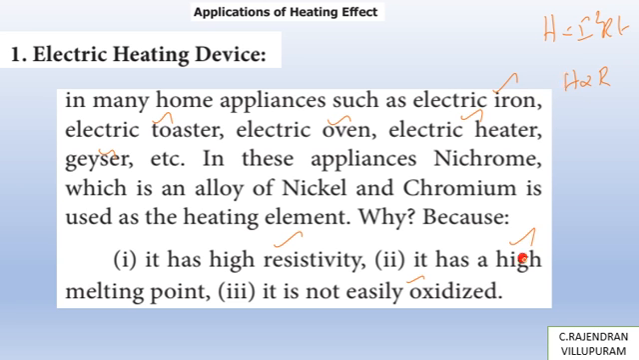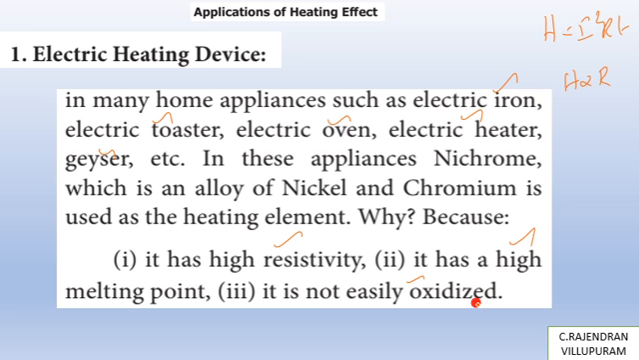Why does it have a high melting point? Since R is directly proportional, if it is to produce a large amount of heat, the element should withstand the heat. Suppose it has a low melting point, what will happen quickly? The element will break. Take a heater, for example: the coil in that heater will get cut, so the heater will not work. So it has a high melting point.